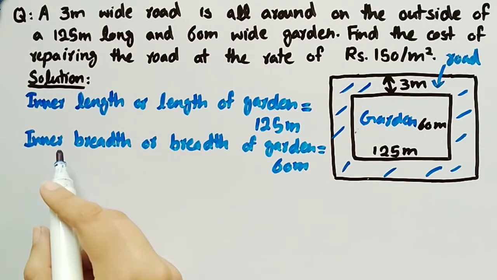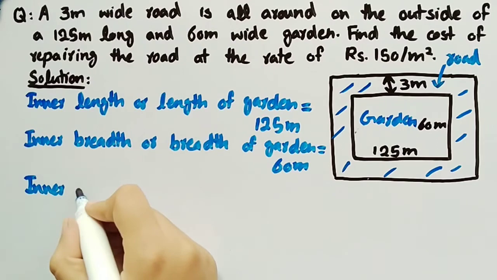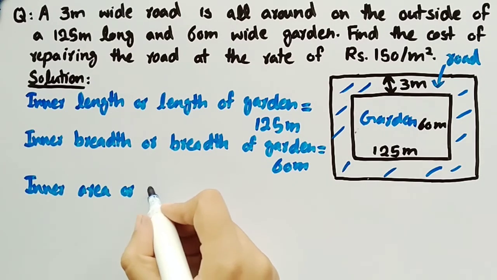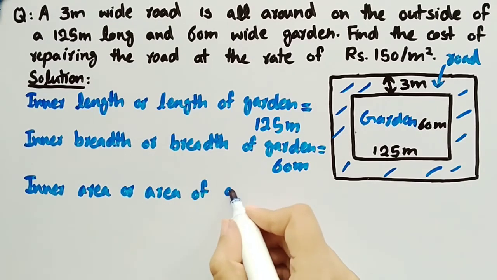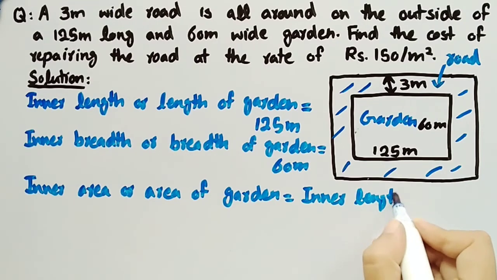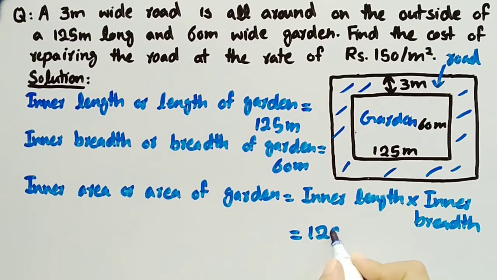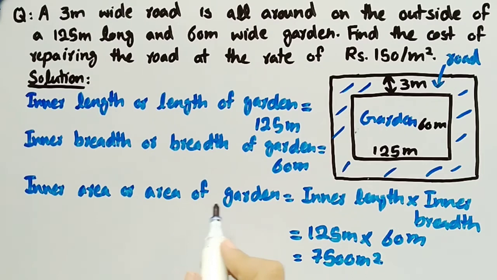Since we have inner length and inner breadth, so we can find the inner area or area of garden. So the inner area or area of garden is equal to inner length multiplied by inner breadth. Now we will substitute the values. Inner length is 125 meter multiplied by inner breadth is 60 meter. 125 meter multiplied by 60 meter is equal to 7500 meter square. So inner area or area of garden is equal to 7500 meter square.